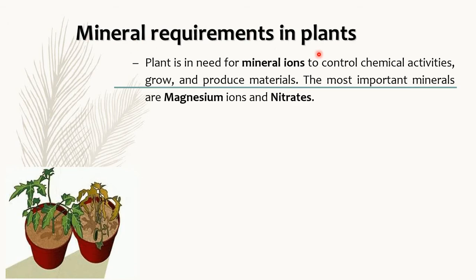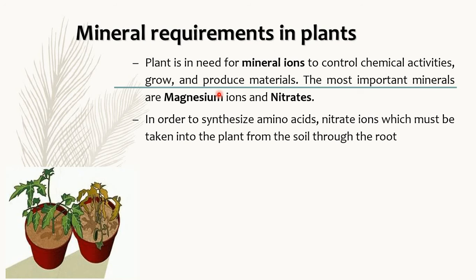Let's see. It says here that plants need mineral ions to control chemical activities, grow and produce materials. The most important minerals are magnesium ions and nitrates. So these are the reasons why the plant needs minerals. Now we will go to the second one.